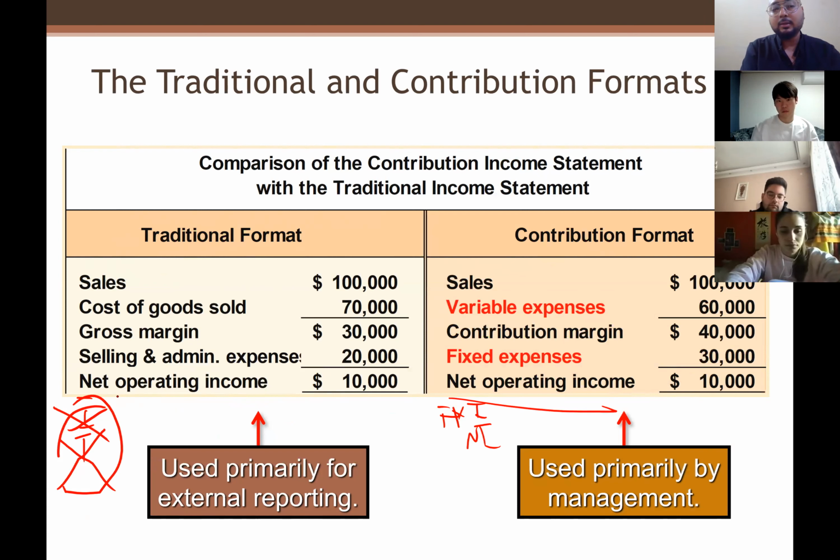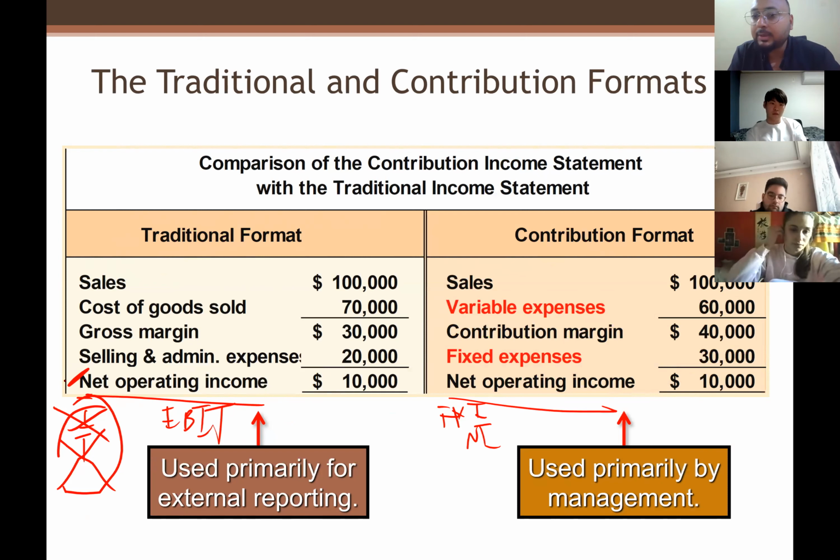So before we have EBIT, earnings before interest and taxes, the other name is net operating income. Net operating income means income of the business operation, selling and buying raw material. This is called net operating income. We are not taking into account the effect of taxes and interest, because we don't have any control over them. So that's why the contribution margin approach is for managerial purposes.